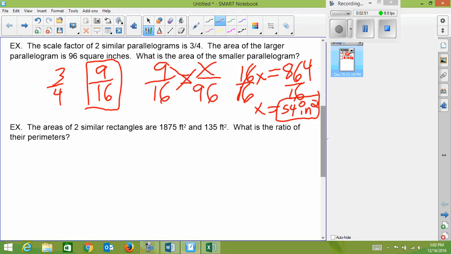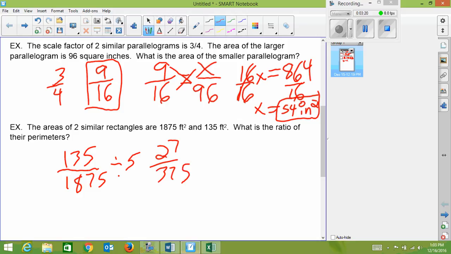My last example, so the areas of two similar rectangles are 1875 and 135. What is the ratio of their perimeters? And it doesn't necessarily say small to big, big to small. If it doesn't say, normally you do small to big. So it's 135 over 1875, and normally you're going to reduce that. And so if I divide by 5, I get 27 over 375. And then I can reduce that again by 3. It would be 9 over 125. I would probably take that as an answer.